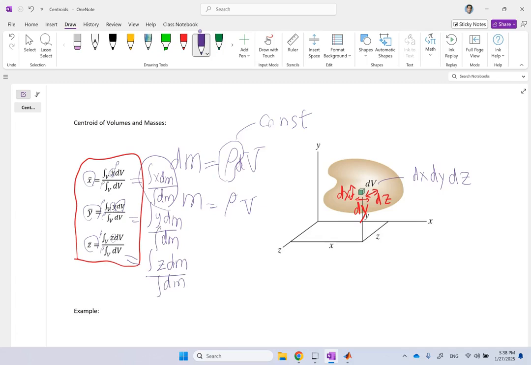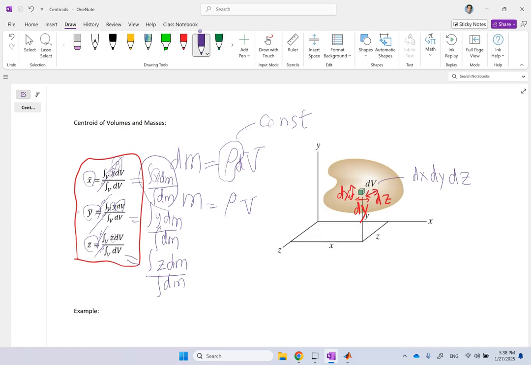Okay? If not, then you have to do it differently, because in that case, based on x, y, z, your rho is changing. So you have to make this rho a function of location, and you cannot simply cancel these rhos with each other. And that makes it a little bit harder.